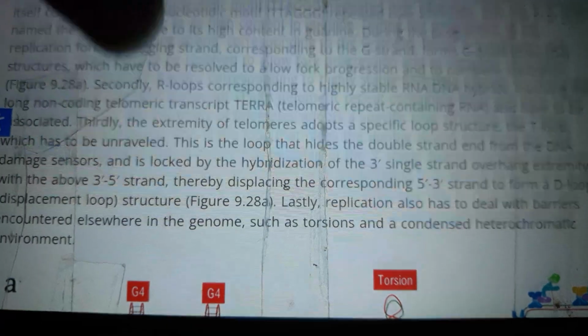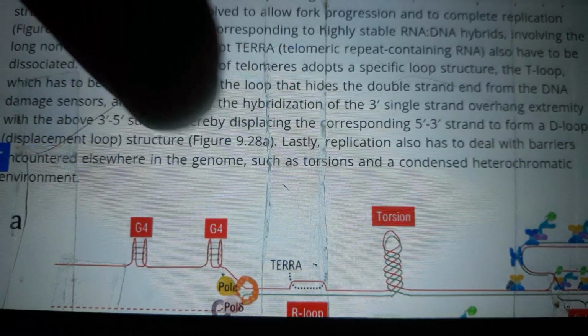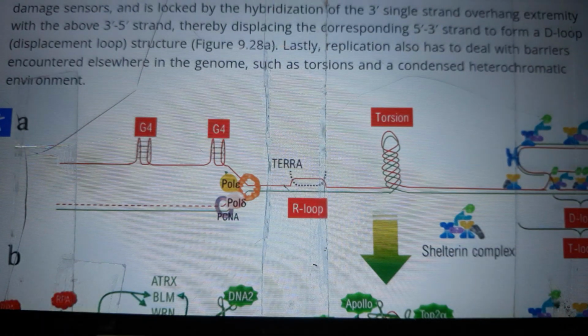Secondly, R loops corresponding to highly stable RNA-DNA hybrids involving the long non-coding telomeric transcript, telomeric repeat-containing RNA, TERRA, also have to be dissociated. Thirdly, the extremity of telomeres adopts a specific loop structure, the T loop, which has to be unraveled. This is the loop that hides the double-strand end from the DNA damage sensors and is locked by the hybridization of its 3' single-strand overhang extremity with the above 3' to 5' strand, thereby displacing the corresponding 5' to 3' strand to form a D-loop, displacement loop, structure.